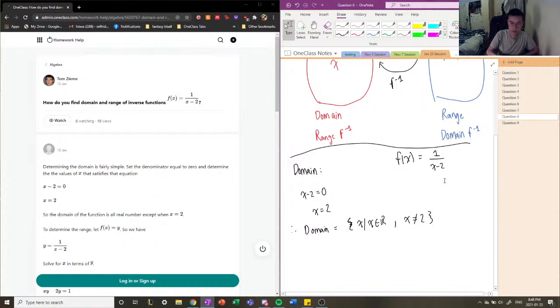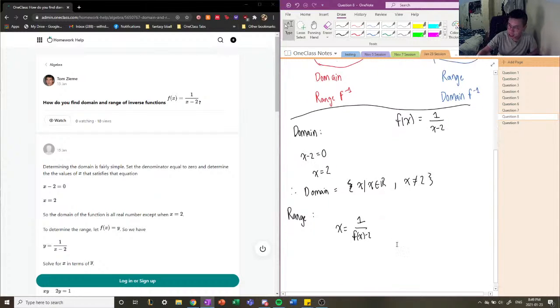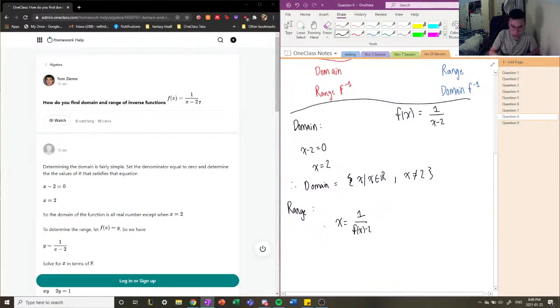Now we want to find our range. This one's really simple. The easy way that I find the inverse function is first I switch my x variable and my f of x variable. So x equals 1 over f of x minus 2. Then I isolate for f of x again. To do that, I'm going to move it to the left-hand side by multiplying both sides by f of x minus 2.